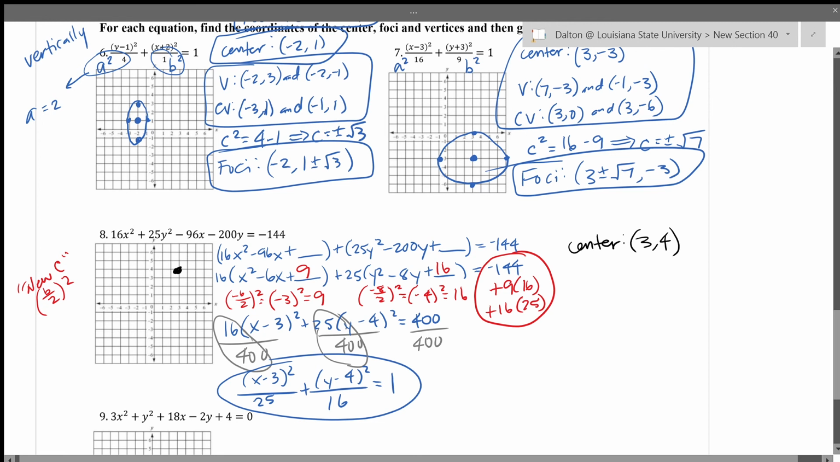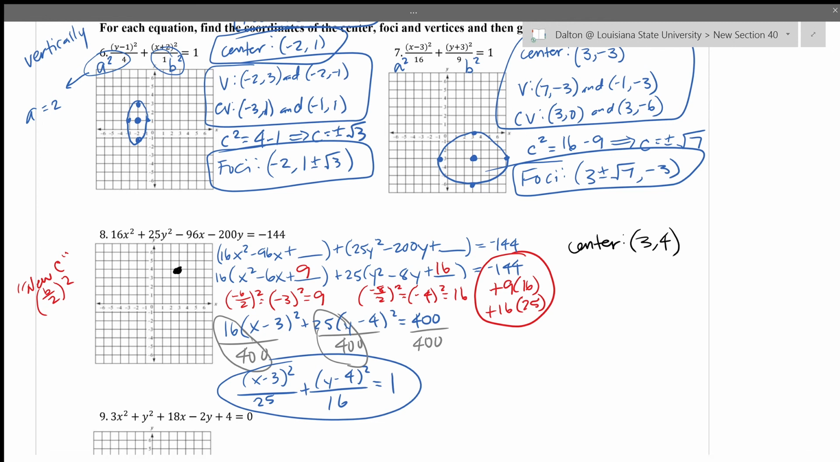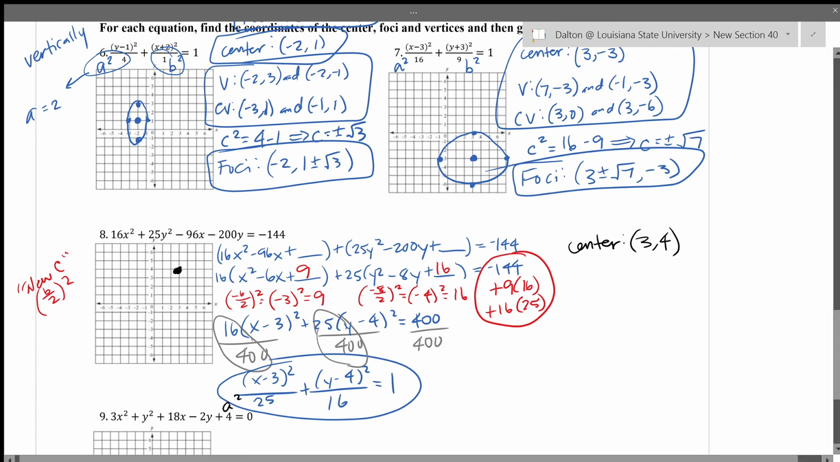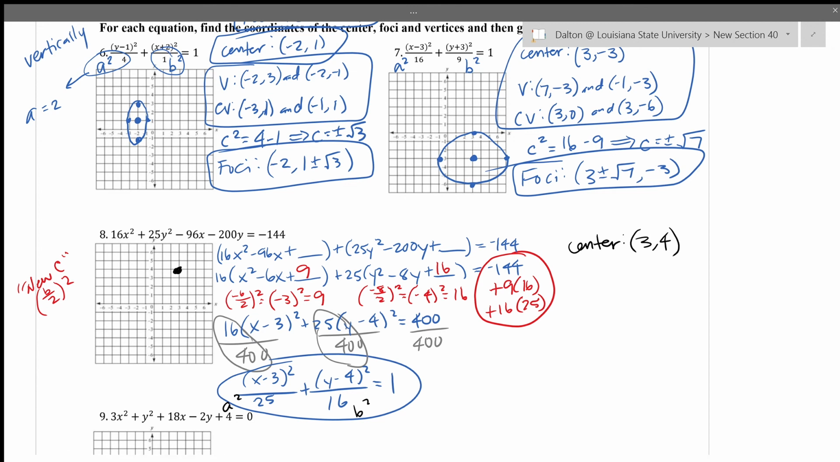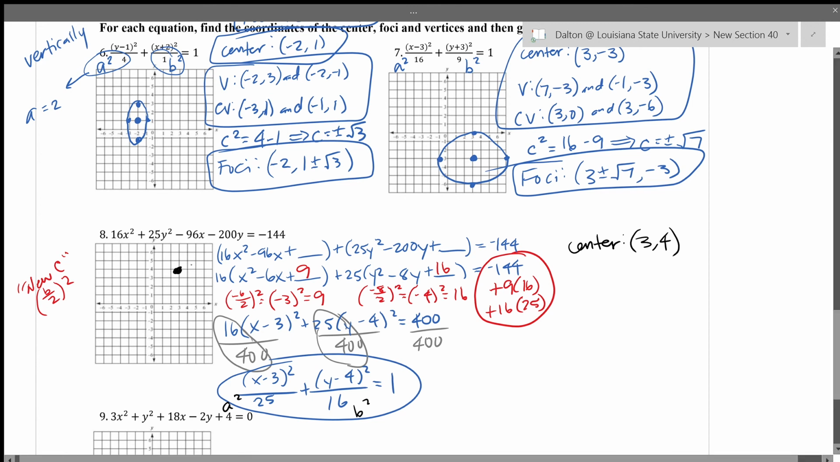The vertices are going to come from our a and our b. So if 25 is a squared and 16 is b squared, that means in the x direction, the square root of 25 is 5. So in the x direction, I'm going to move 5 to the right and 5 to the left. Sorry, I'm off the grid again on this one. And in the y direction, I'm going to go up 4 and down 4 from the center point.